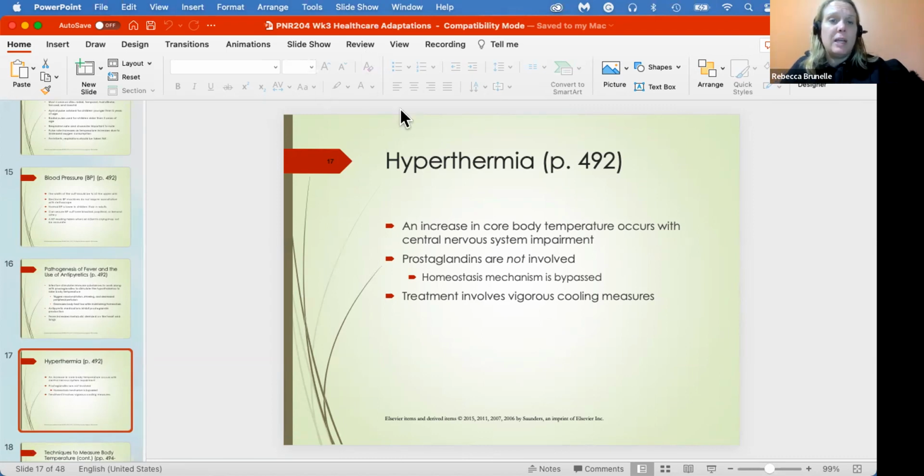And then I saw that Makeda raised her hand. Yeah, you answered it. So in this situation, when it's not a prostaglandin related fever, then the antipyretics aren't going to work the same way. So then the treatment involves vigorous cooling measures.